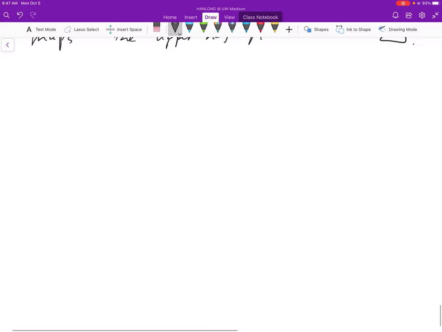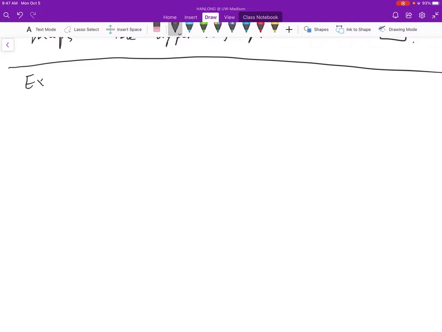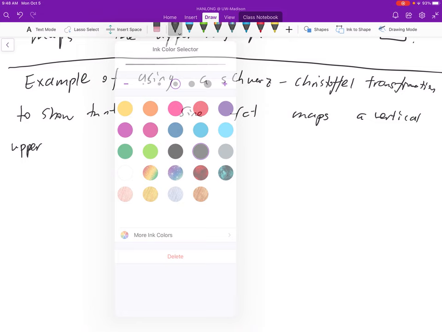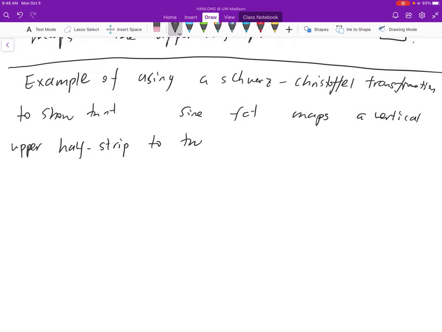Okay, next we look at another example. An example of using the Schwarz-Christoffel transformation to show that the sine function maps a vertical half strip to the upper half plane.